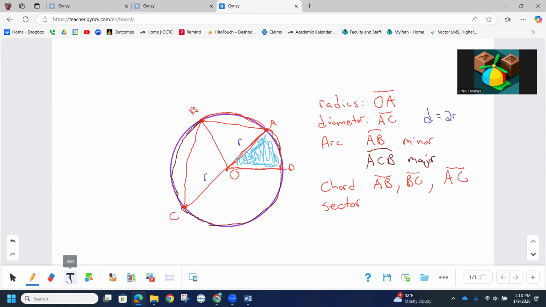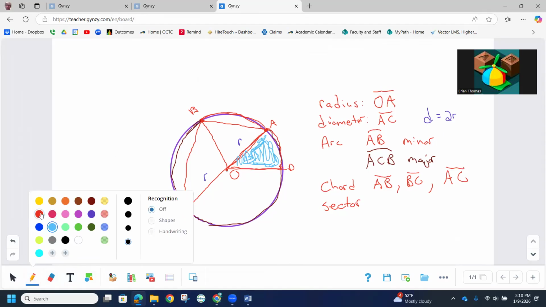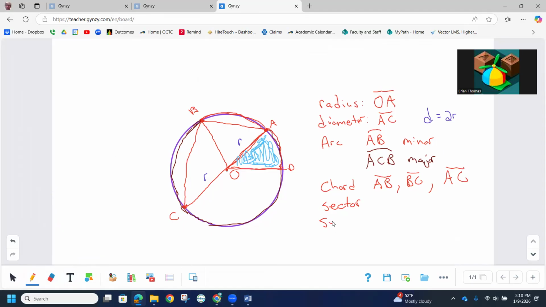Another thing we may come across is what's called a segment. A segment is when we have a chord. Let's look at BC as a chord. The segment is the region between the chord and the arc, so the circle itself. So this region here would be described as the segment. Notice how this is a region like a piece of pizza. And this also is a region, but it doesn't look like a piece of pizza. So it's like an area, if you will.